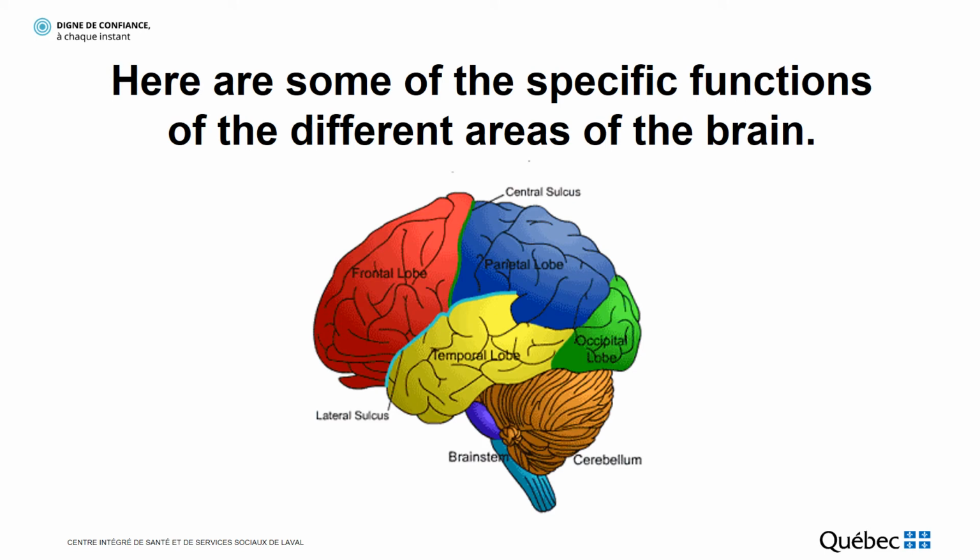Each hemisphere, or each side of the brain, is divided into different lobes, and each of these lobes is responsible for different functions.